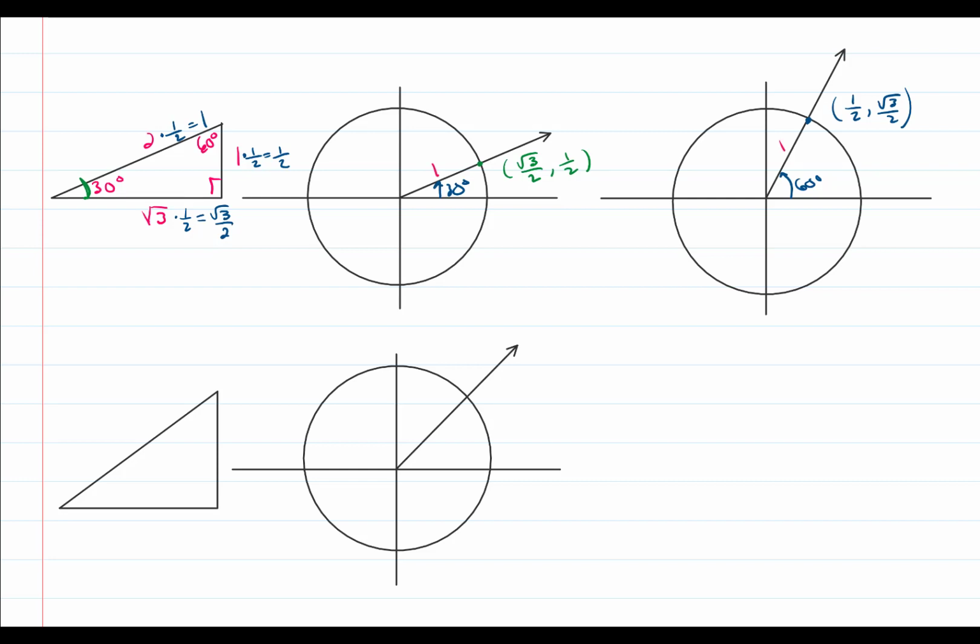Now going to my 45, 45, 90 degree triangle, I know two angles are 45 degrees and I know my third angle is 90 degrees. I know that the sides opposite the 45 degree angles are going to be a value of 1 and the hypotenuse will be a value of square root of 2. I again would like to have the hypotenuse to be a value of 1, so what I will do is multiply this radius by a factor of 1 over square root of 2.